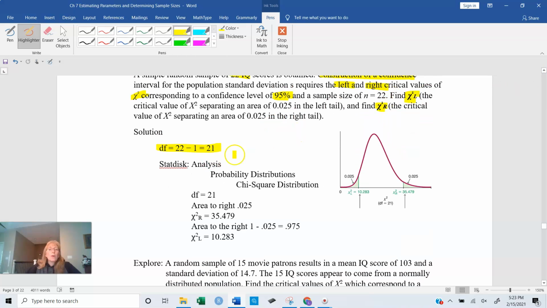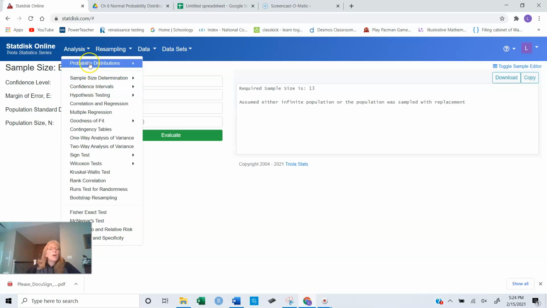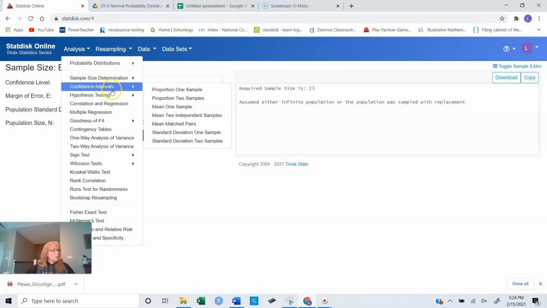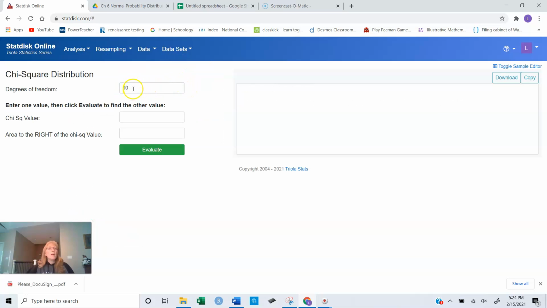All right, so we're going to go to StatDisk, Analysis, and we're going to use the chi-square distribution with degrees of freedom of 21. Since it's 95, we're going to use a 0.025 area to the right, and then we'll use 1 minus the 0.025 to find the area to the left. So back to StatDisk, Analysis. Oops, I forgot. Probability distribution, chi-square distribution, degrees of freedom. This time we have 21.